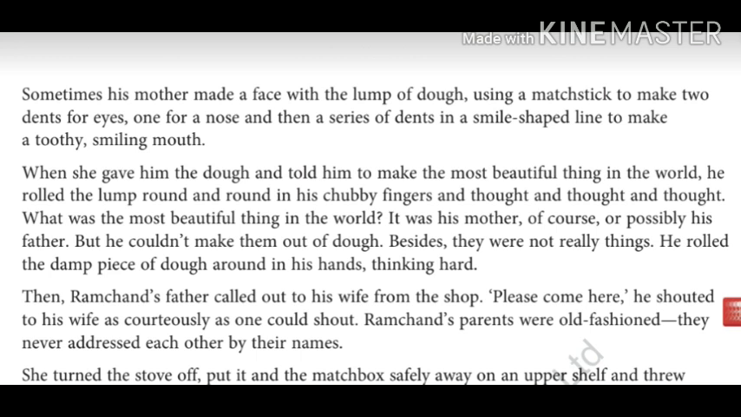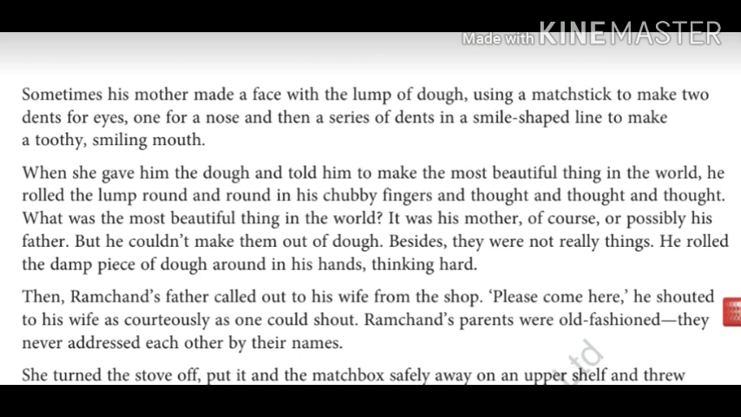Now let's read further. When she gave him the dough and told him to make the most beautiful thing in the world, he rolled the lump round and round in his chubby fingers and thought and thought and thought. What was the most beautiful thing in the world? It was his mother, of course, or possibly his father, but he couldn't make them out of dough. Besides, they were not really things. He rolled the damp piece of dough round in his hands, thinking hard.